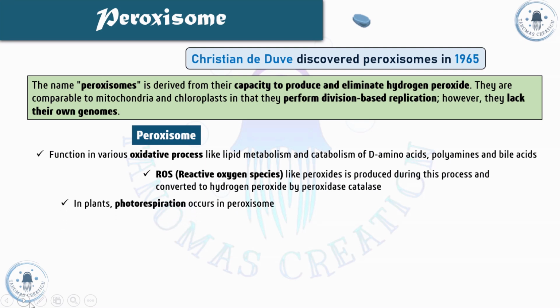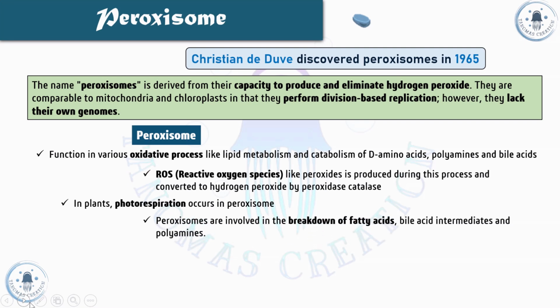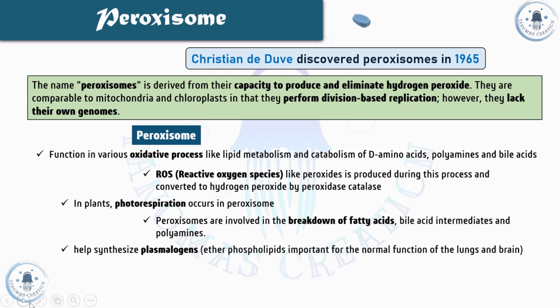In plants, the peroxisome does photorespiration. The peroxisome is also involved in the breakdown of fatty acids. Bile acid intermediates and polyamines are also broken down by the peroxisome. It helps synthesize plasmalogens. What are plasmalogens? These are ether phospholipids, which are important for the normal function of the lungs and the brain. So the peroxisome helps to synthesize these plasmalogens.